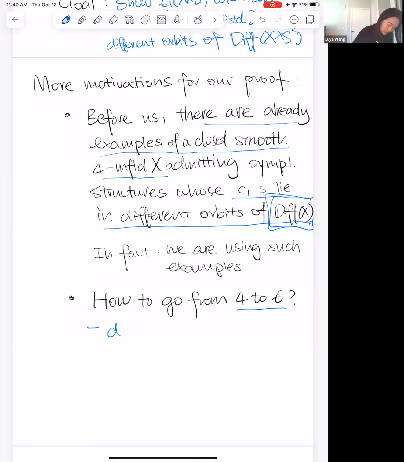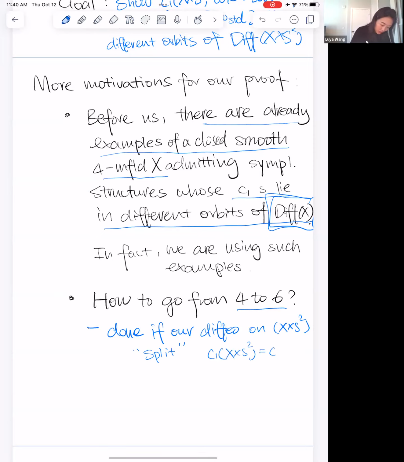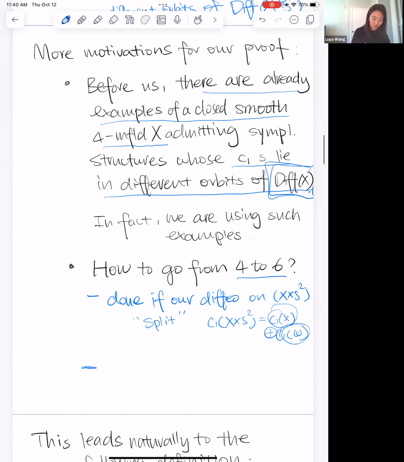So notice that we will be done if our diffeo on the six-manifold X cross S2 splits. This would mean that if you look at the action of diffeo on C1 of, I guess, X cross S2, and omitting the symplectic forms, this will be C1 of X sum C1 of omega. If the diffeomorphism splits these two parts of the cohomology, then you'll be done. But that's not always true for diffeomorphisms on the product.